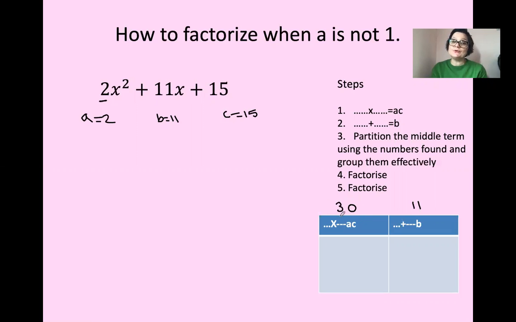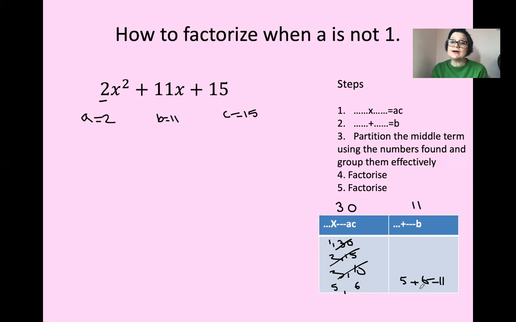So we are going to look at factors of 30. We know factors of 30: 1 and 30, but can these two add up to make 11? No. Next one would be 2 and 15, but can these two add up to make 11? No, so cross them out. And the next one is going to be 3 and 10. Can these add up to make 11? No. 5 and 6. What do you think of 5 and 6? 5 times 6 is 30. 5 plus 6 is 11.